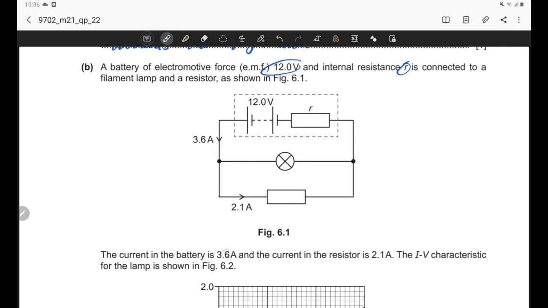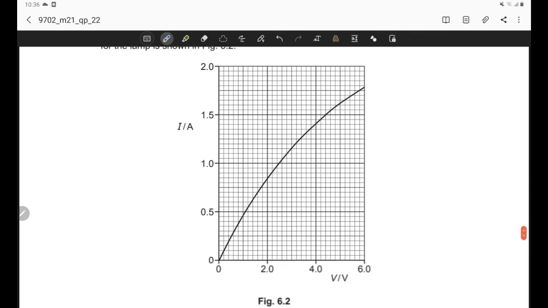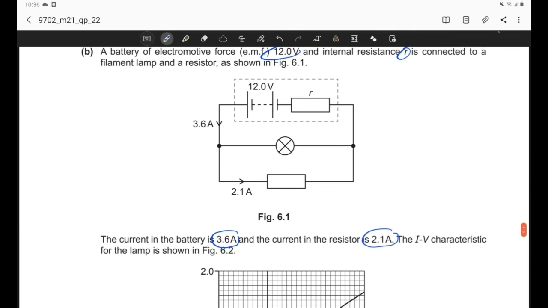The current in the battery is 3.6 ampere and the current in the resistor is 2.1 ampere. The IV characteristics of the lamp is shown in the figure. So two important pieces of information are given in the last statement. The current in the cell, that is the total current flowing here, is 3.6 ampere. Out of this 3.6 ampere, some of the current is flowing through the resistor. That current is 2.1 ampere.